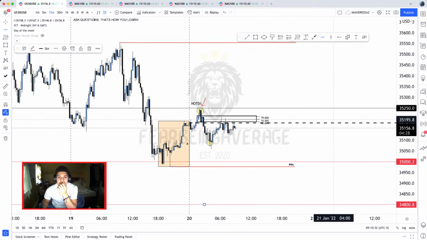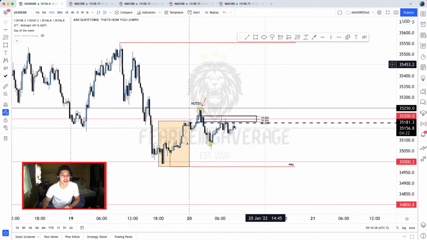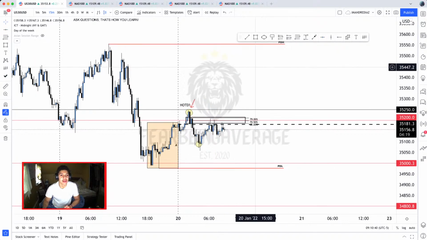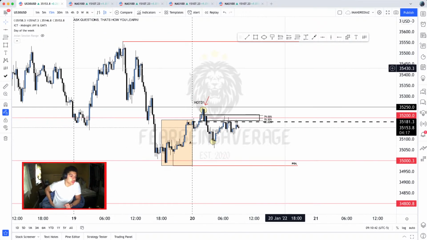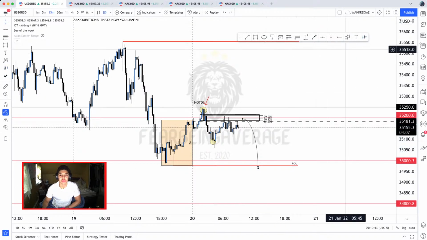35,200. So there's a lot of reason to believe why price is more than likely going to be anticipating a down push, if not now, then by the New York Open, which is NYSE Open. So that's something we could be waiting for and possibly anticipating. As of right now, I'm going to be bearish more than likely. So we're going to see what we could possibly look to do today.